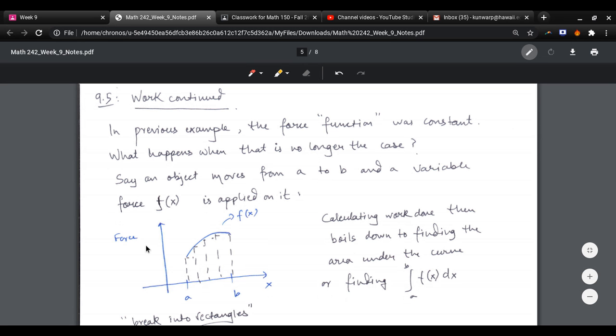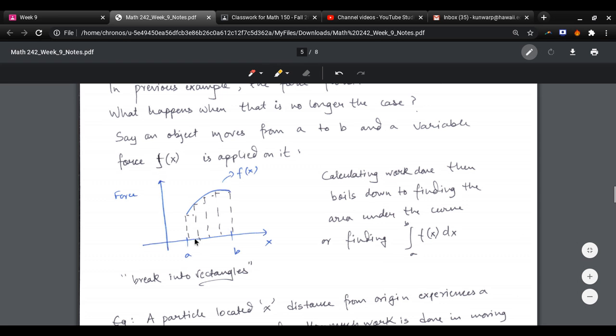So say we can draw a graph of the force and the distance. An object moves from a to b, and a variable force f of x is applied on it. Now calculating work done actually amounts to finding the area under this curve, or finding the integral from a to b of f of x. Why? If I break it into small enough rectangles, I can say that this function is constant, basically. And then, if that is the force and that is the distance, then f times x, which is the area of this rectangle, is the work done.